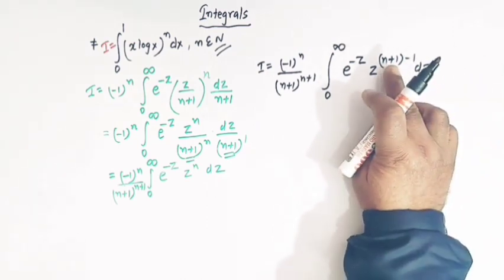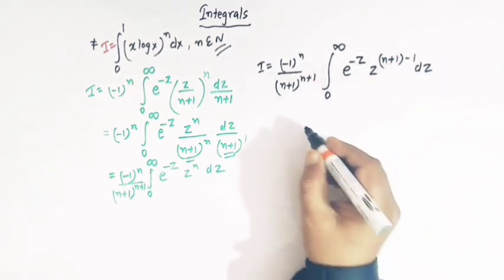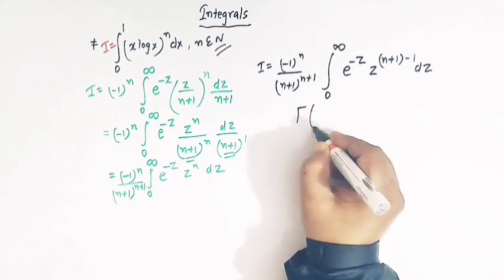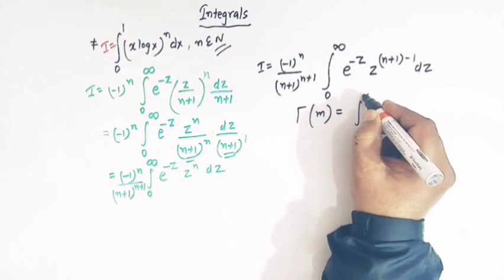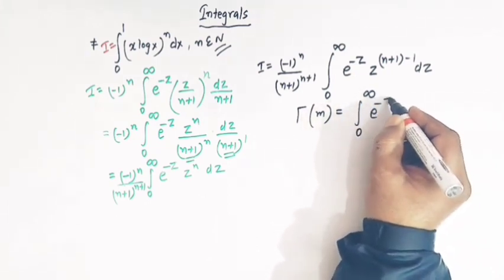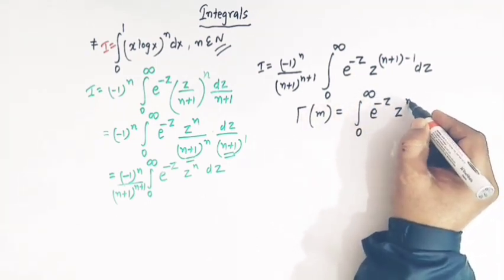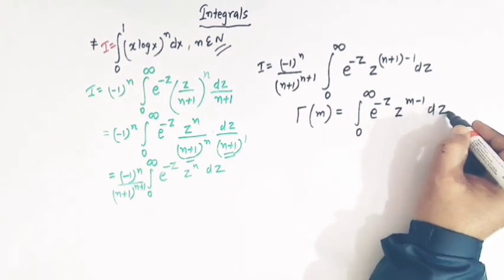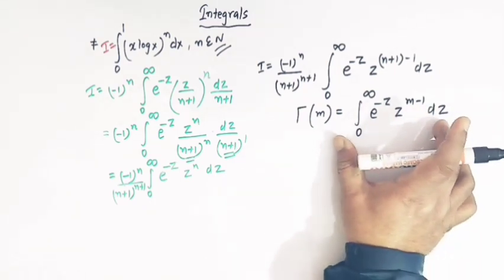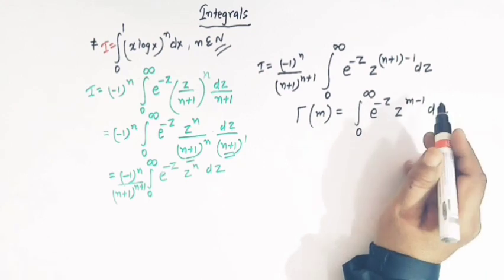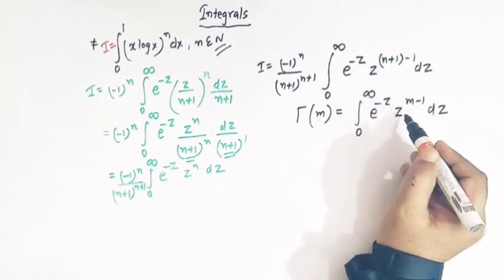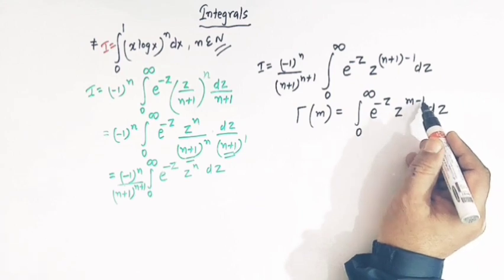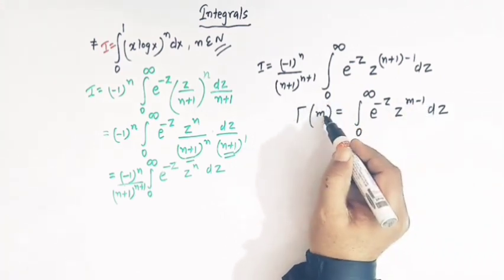Why have we introduced n plus 1 here? Because gamma of m is defined as the integral from 0 to infinity of e raised to minus z, z raised to m minus 1 dz. This is the famous Euler's integral, and this integral of e raised to minus z, z raised to m minus 1 is given by gamma of m, right?